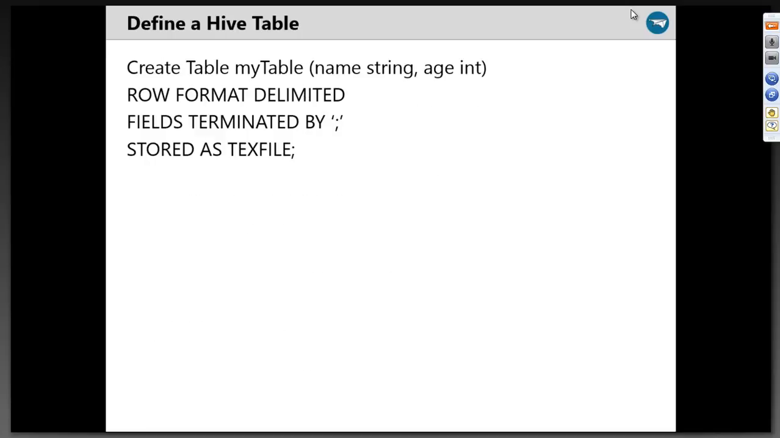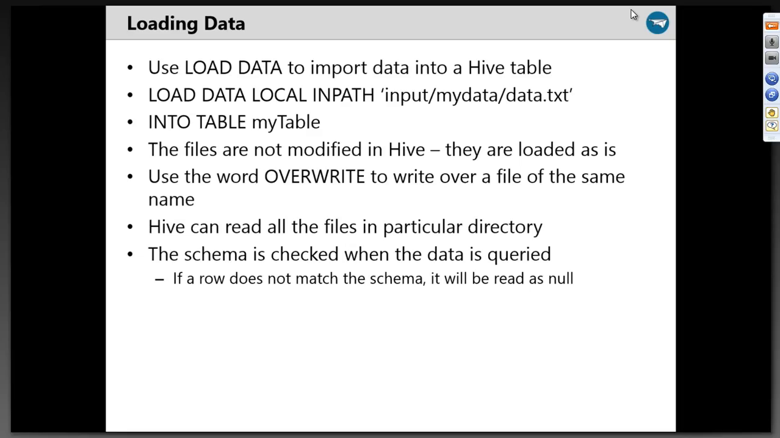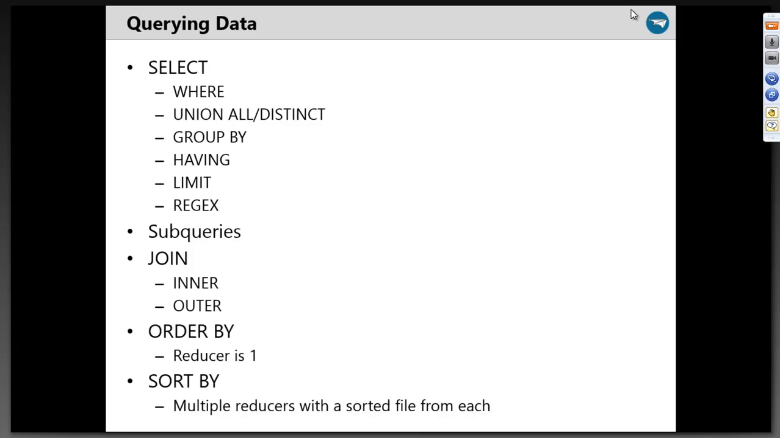This is how you define a Hive table. You create table, the name of the table, the column names, and then you say, okay, it's going to be this text file. Consume this text file to create it. And then you can load data into the table that you just created. And then you query it using very common select statements like select from, group, join, all the things that you would expect to have in a select query. You can use an order by.